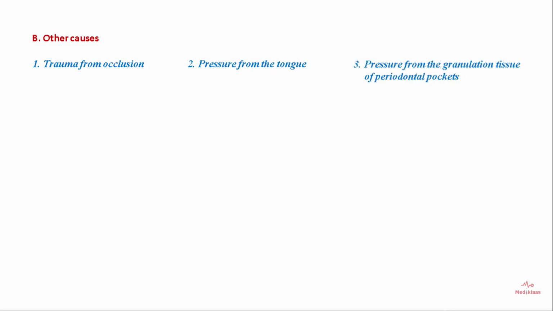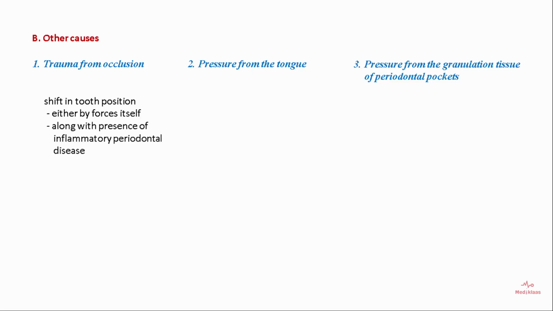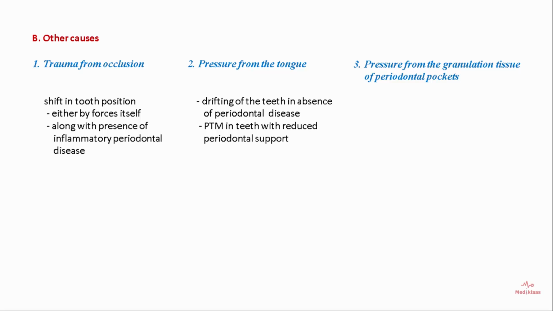Other causes include trauma from occlusion, pressure from the tongue, and pressure from the granulation tissue of the periodontal pockets. Trauma from occlusion results in a shift in tooth position. It is either by the forces itself or along with the presence of inflammatory periodontal disease. Pressure from the tongue causes drifting of the teeth in the absence of periodontal disease. Pathologic tooth migration in teeth with reduced periodontal support is seen.